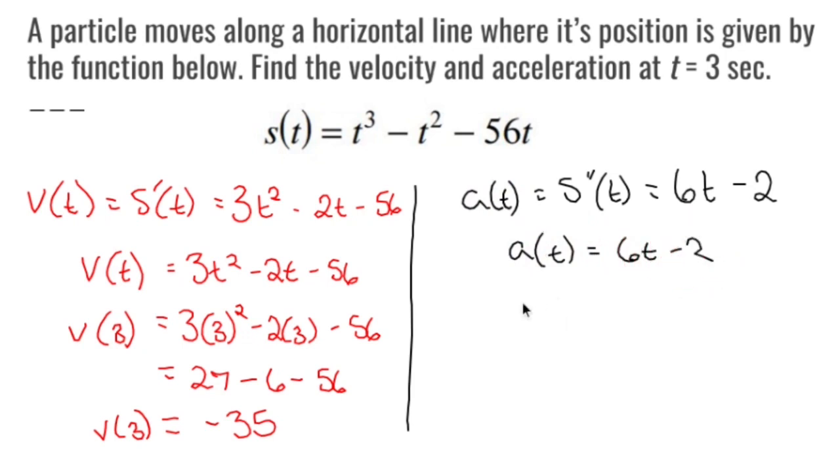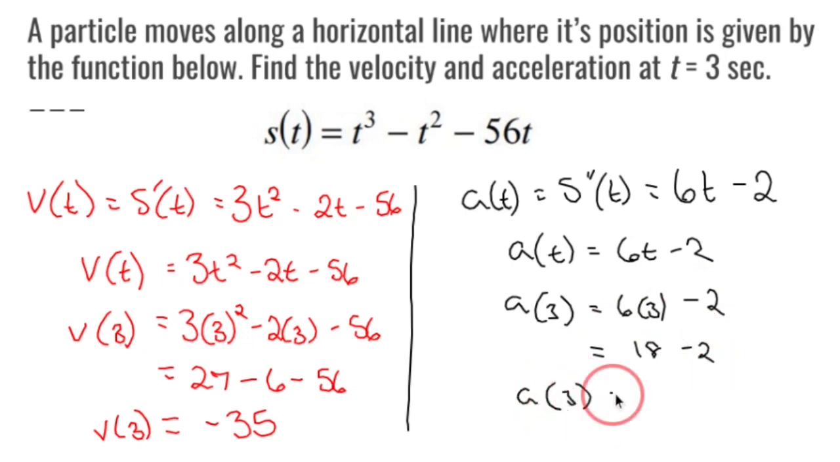Now, acceleration is what's going on at the moment. So what's happening at 3? Are you accelerating? Are you decelerating? Are you speeding up? Are you slowing down? Let's find out. A of 3 is going to be 6 times 3 minus 2, which is 18 minus 2. So A of 3 is 16.